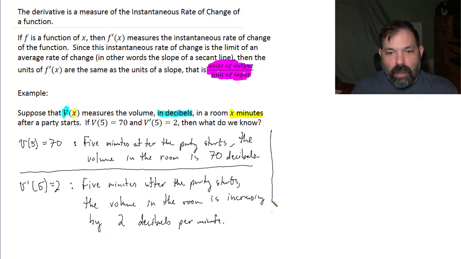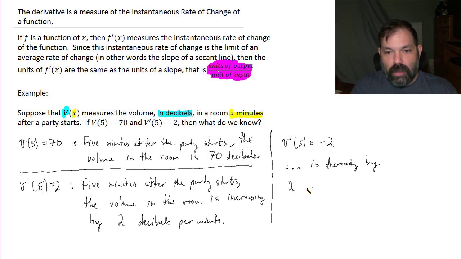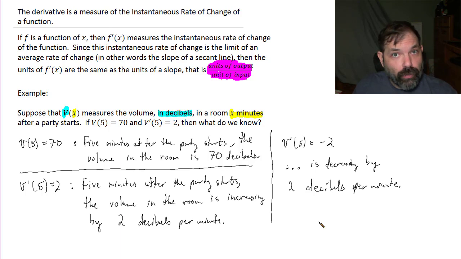If, for example, let me just make something up, what if it had said instead that v prime of 5 was negative 2? How does that change things? So now the statement would be the same. 5 minutes after the party starts, the volume of the room is decreasing by 2 decibels per minute. That would be the only change. So if the derivative is positive, the original function, the output, is increasing. If the derivative is negative, the original function output is decreasing.